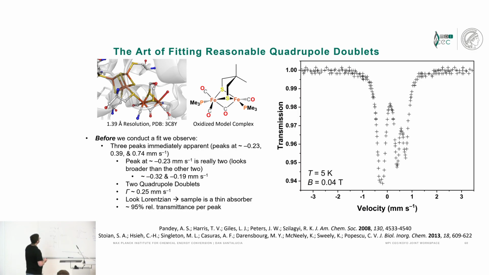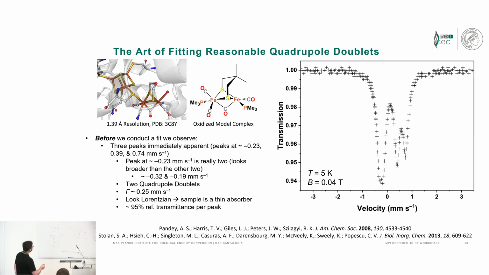Now, I call this the art of fitting reasonable quadrupole doublets, because the minute you have more than one Mössbauer absorber in your sample, life gets more complicated. Because now I have to think about, what am I going to do?